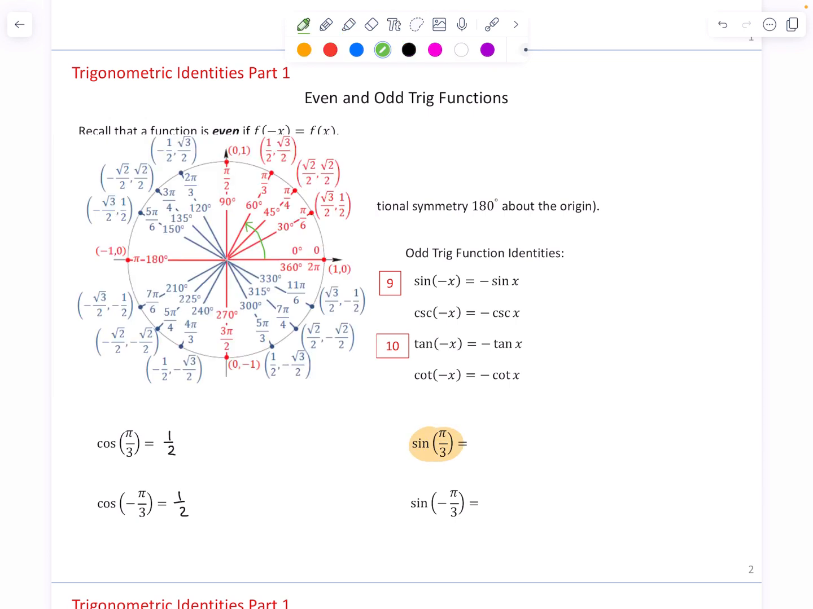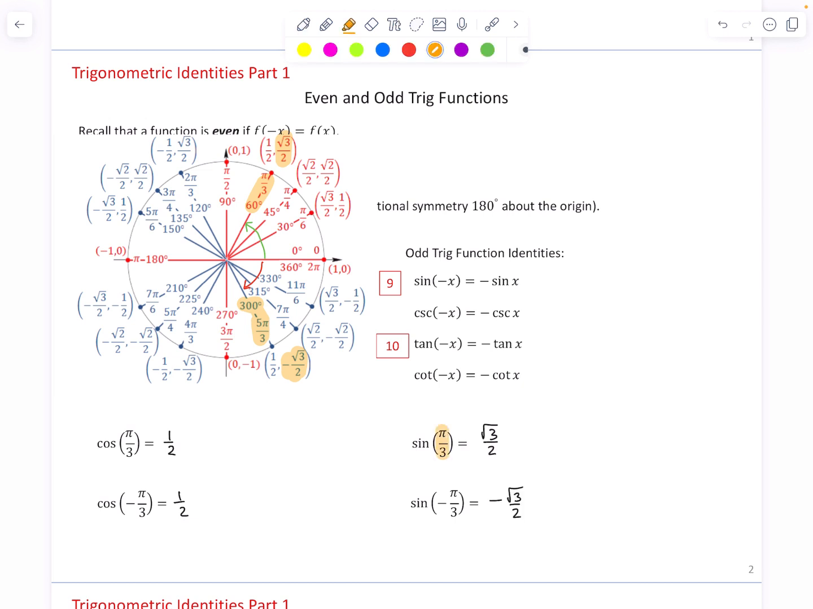If we rotate counterclockwise pi thirds, we get to these angles, and the sine is the second coordinate, which is the y-coordinate. And because we're in the first quadrant, that's expected to be positive. But if we rotate by the same amount pi thirds, but clockwise, so our angle is negative pi thirds, the second coordinate, as expected due to the symmetry of this circle, should be the same answer but negative.